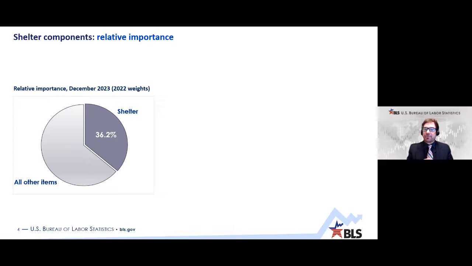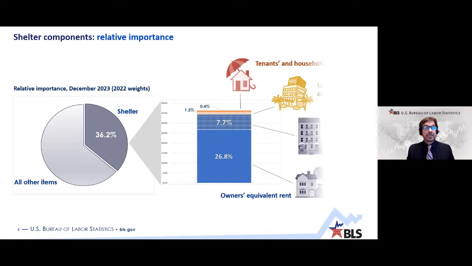Now, some might think shelter reflects only the rental cost of owned homes and rented homes, but it is more than that. Our definition includes 4 component categories, as shown here. Shelter includes tenants and household insurance. It includes lodging away from home, such as spending on hotels and motels and lodging while at school. And of course, the big components are the rent that renters pay for their housing and the owner equivalent rent, or the rental value that owners have for their owned homes.